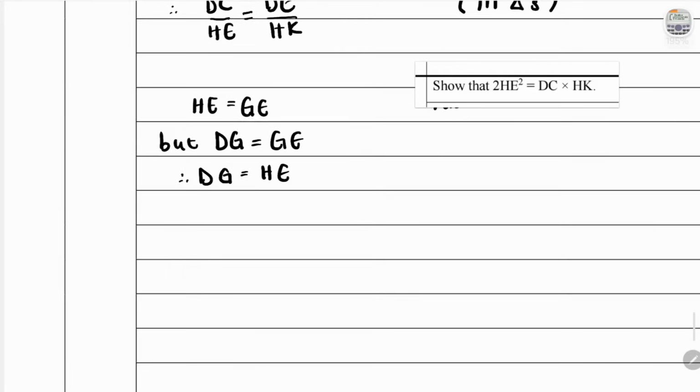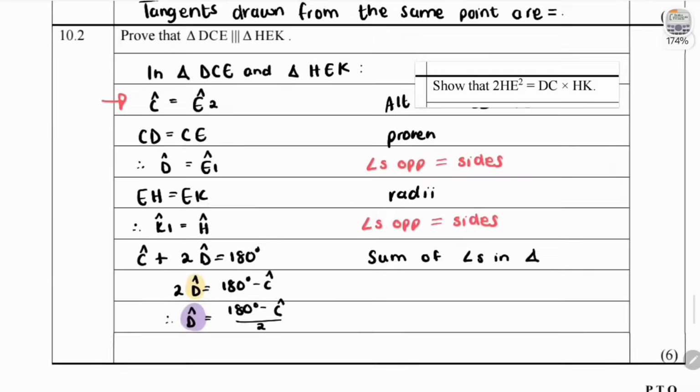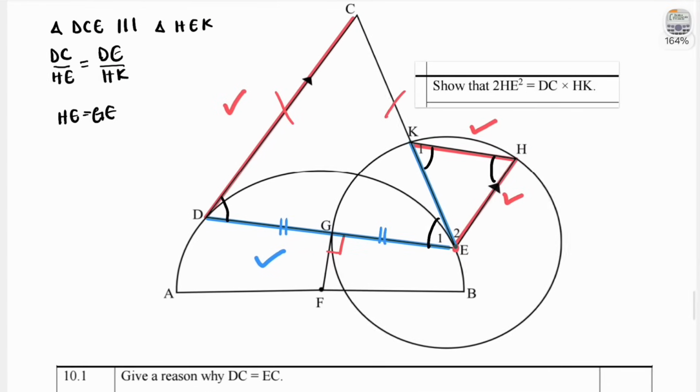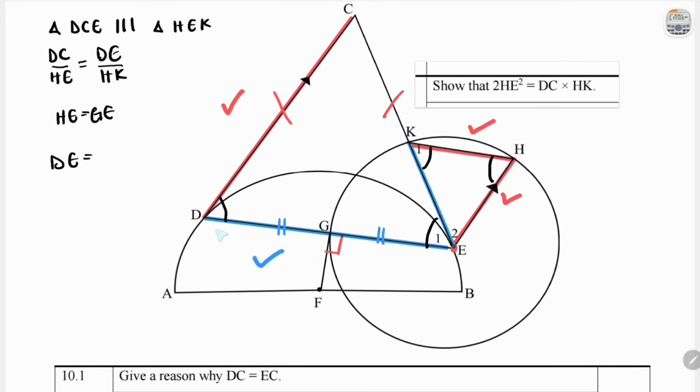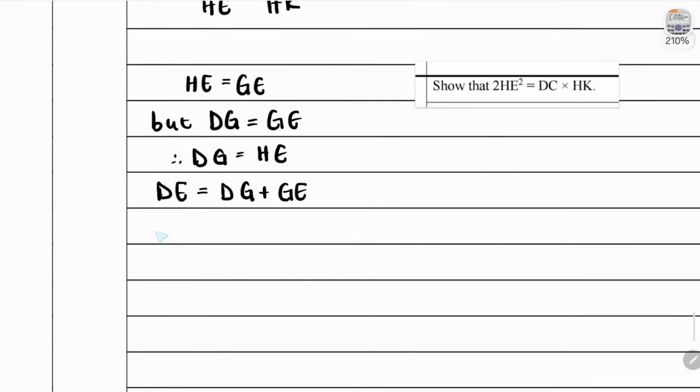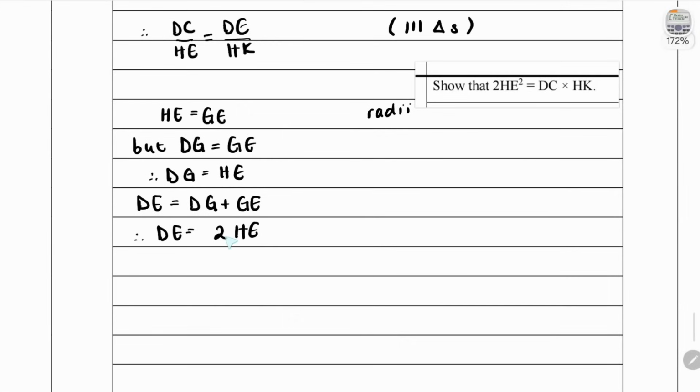And now let's tell them where that bigger line DE comes from or what it is made up of. DE is made up of DG added with GE, which we know are both HE. Okay, so GE. And let's put that down. And so therefore, this means that DE is actually, because they're both equal to HE, that is HE plus HE, which is 2HE. Okay, so now we know what that is.